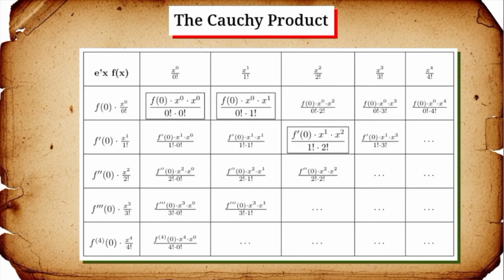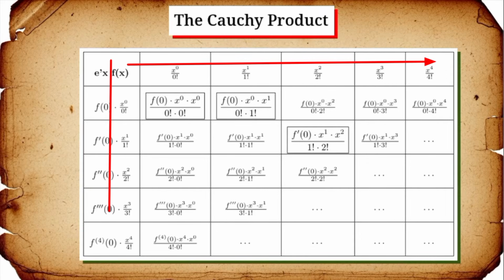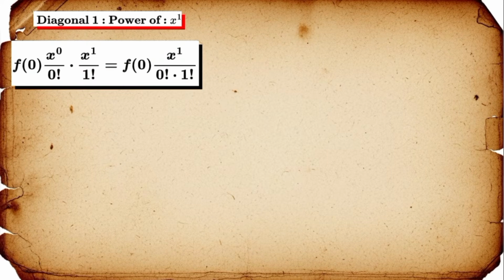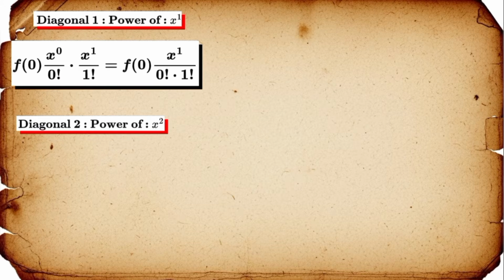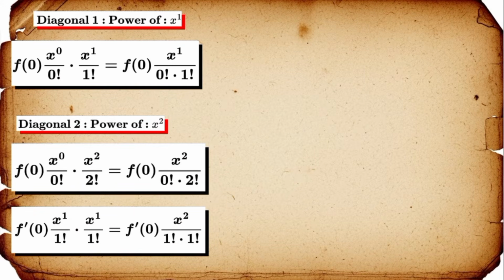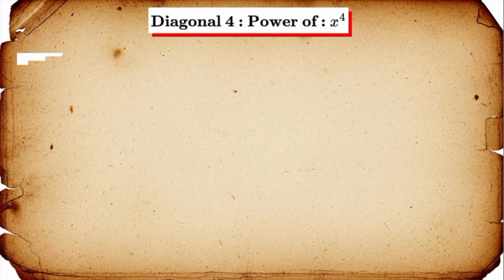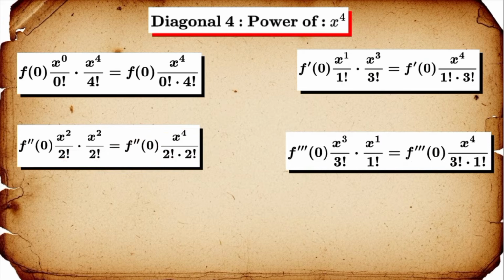Let's construct part of this array. We'll write the terms of e to the x horizontally and the terms of f of x vertically. The product f of x times e to the x will be the sum of all entries in this infinite array. The first few diagonals are shown. For diagonal 1, we have the power of x to the first. For diagonal 2, we have the power of x squared with its contributing terms. For diagonal 3, x cubed with all its terms. And for diagonal 4, x to the fourth with its complete set of terms. Now we sum the terms along each diagonal.